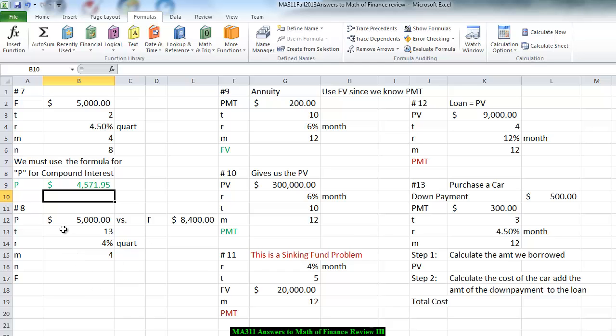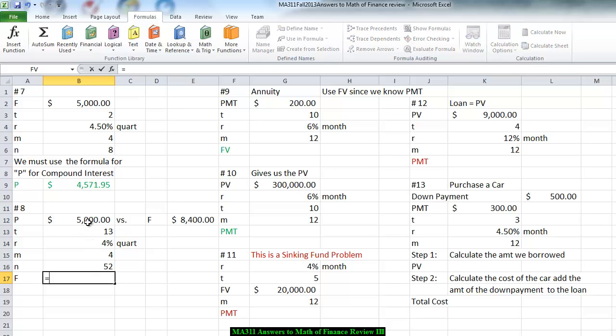Question number 8, we get to make a choice. Is it more profitable to receive $5,000 now or $8,400 in 13 years? Let's assume that the money can earn 4% interest compounded quarterly. Because it's compounded quarterly, we know we're going to get 4 interest payments per year. Since it's invested for 13 years, the N is equal to M, which is 4, times T, which is 13. So we get 52 interest payments.